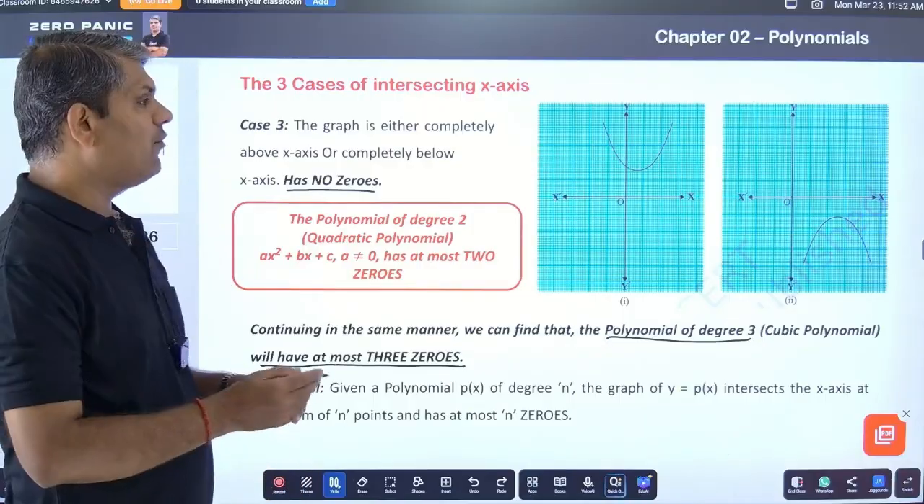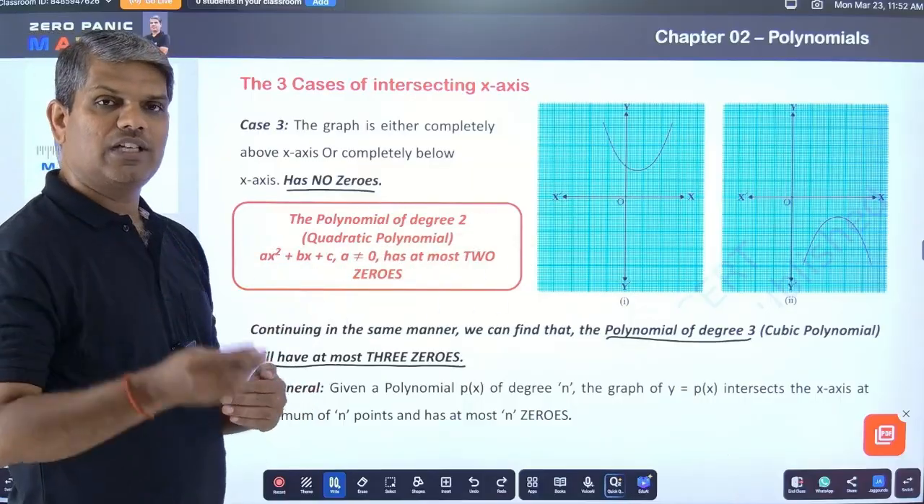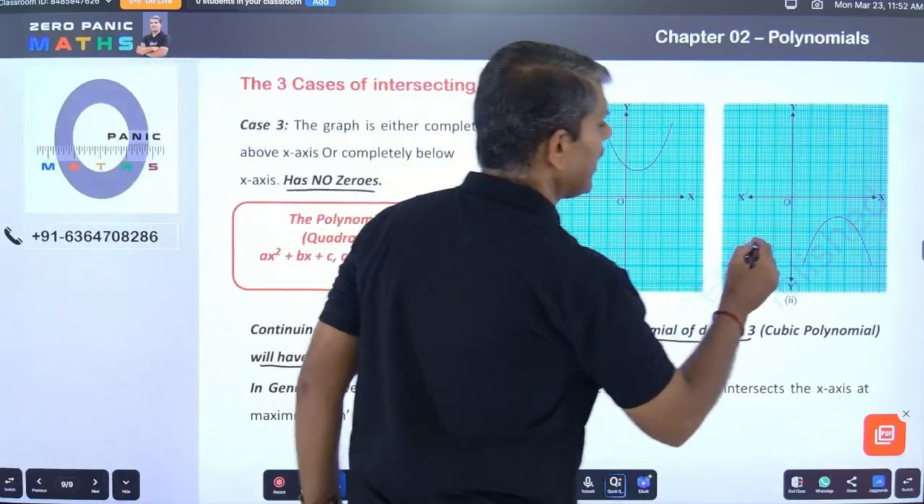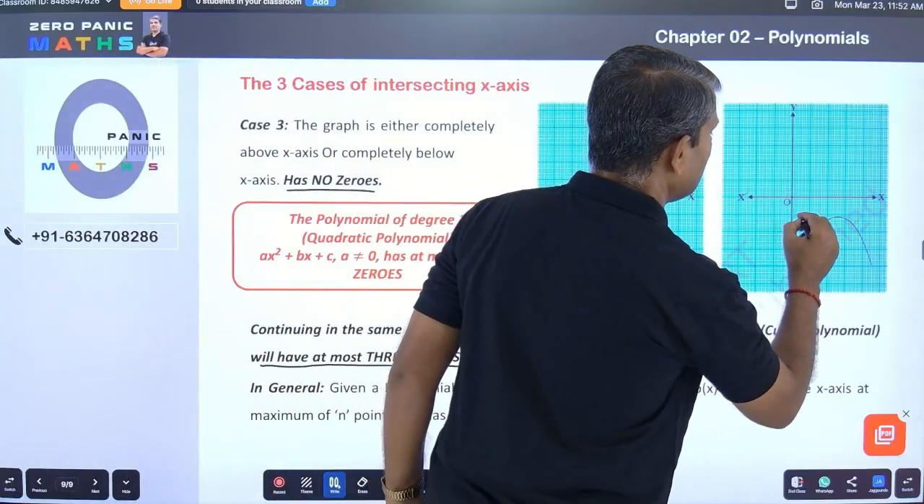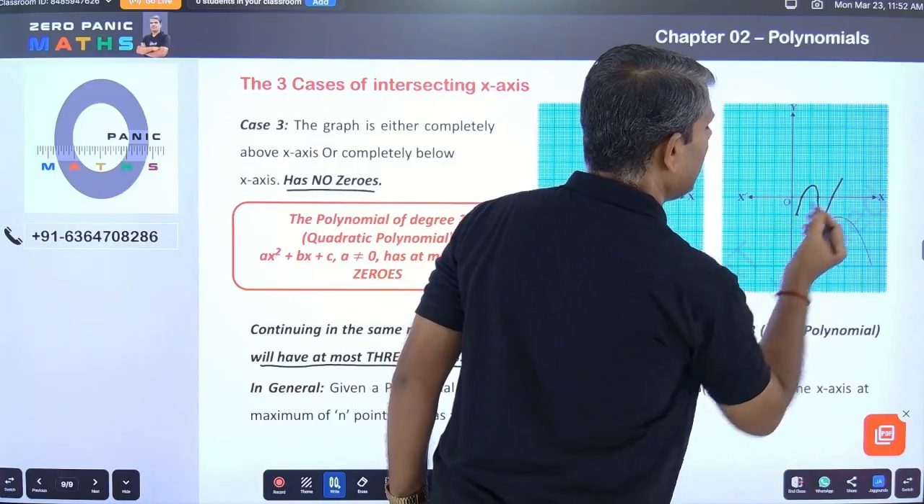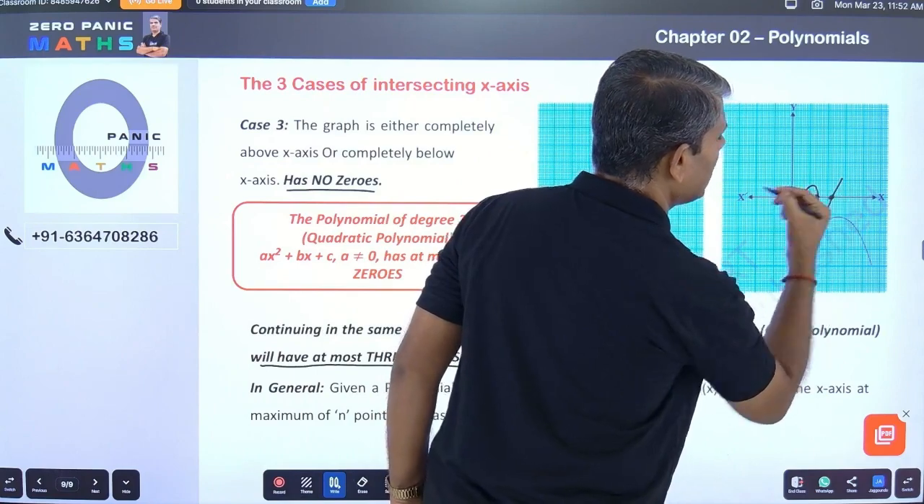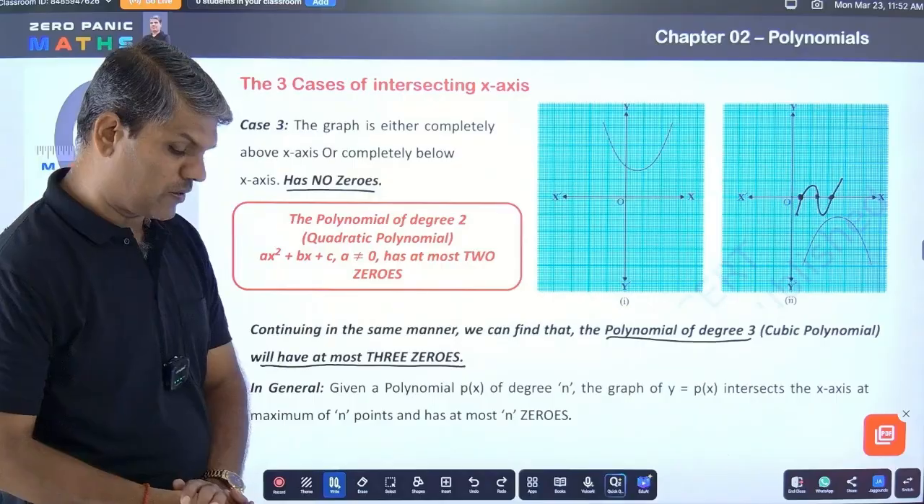The graph for that is actually given in the textbook. You can observe those graphs. That graph is going to give us curves like this, where it cuts the x-axis at three different points. We're going to see some examples of this.